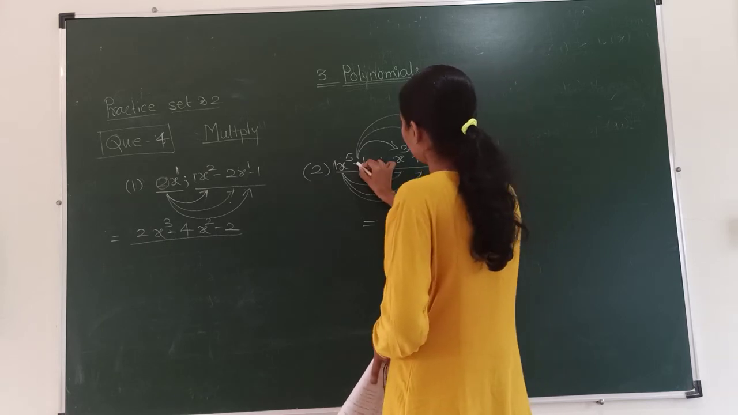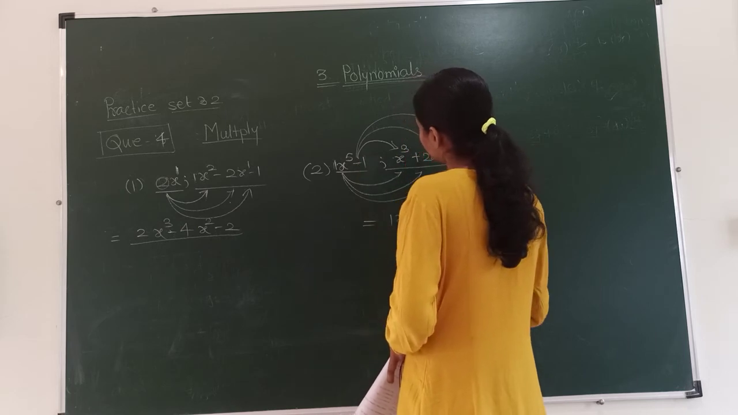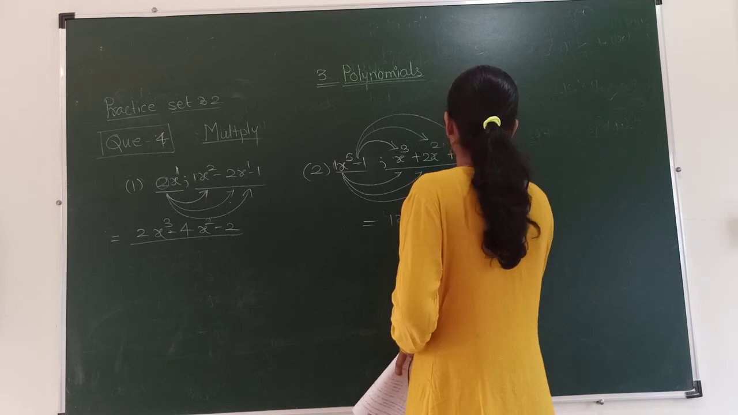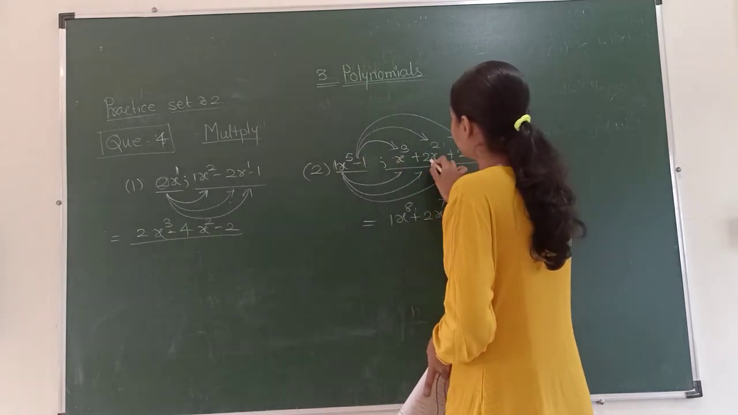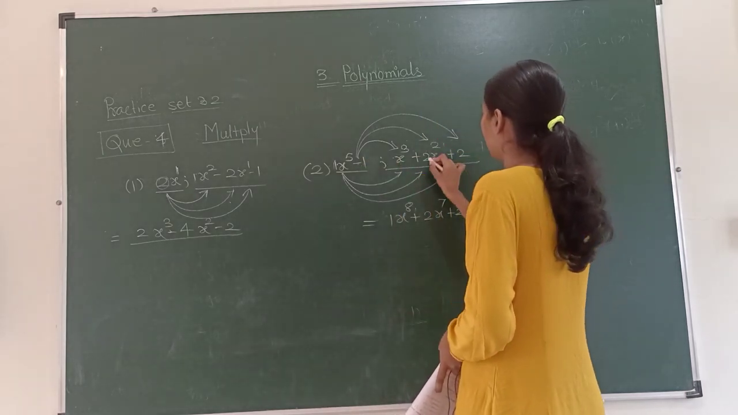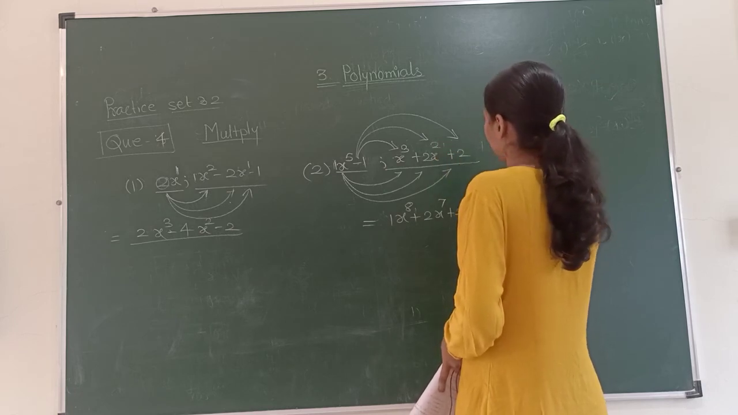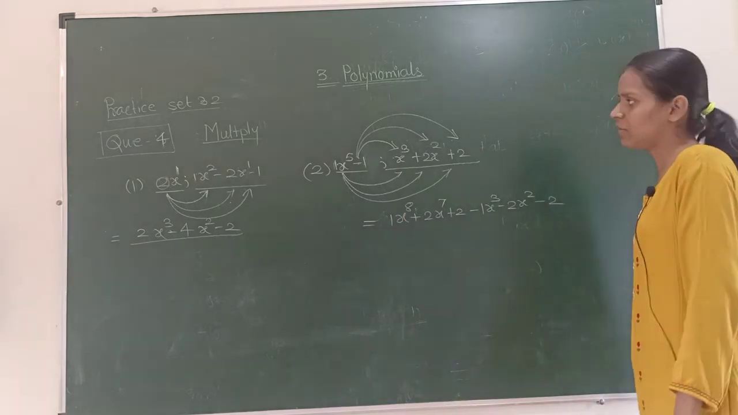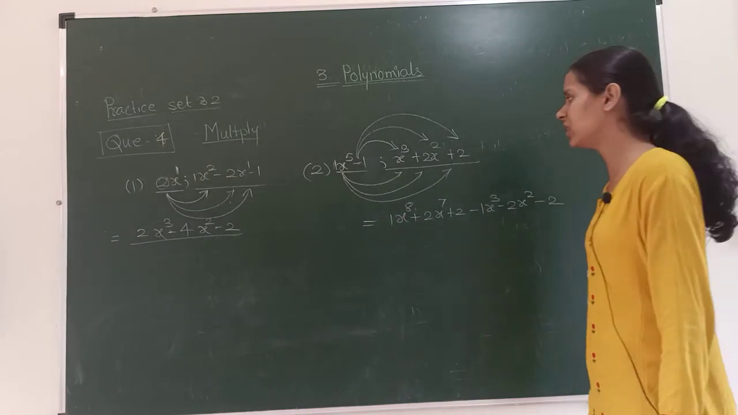Again we will multiply this minus 1 into x raised to 3. Minus 1 into 1 is minus 1 x raised to 3. Again minus 1 into 2 is minus 2, and this x raised to 2 as it is. And minus 1 into minus 2 is minus 2. So this is the multiplication. Are you getting how we did it?